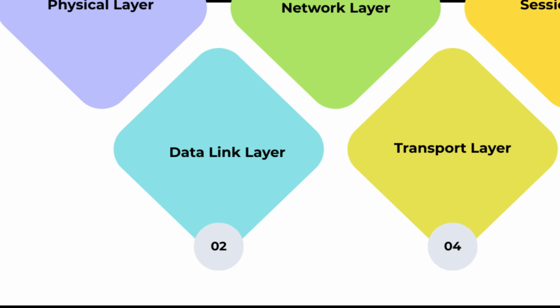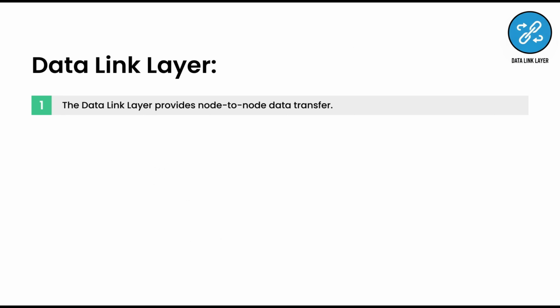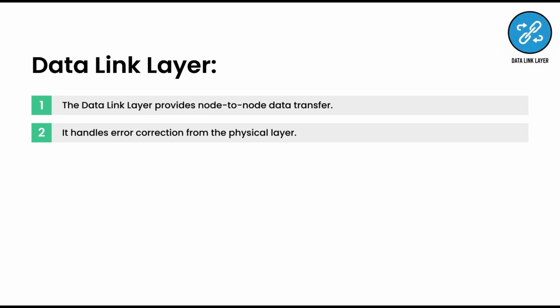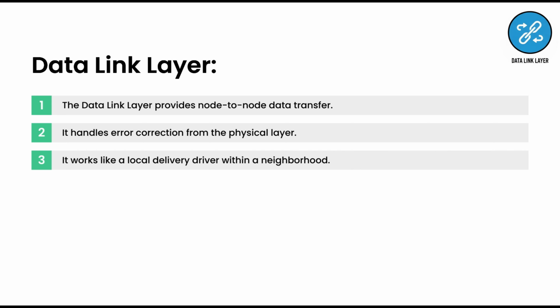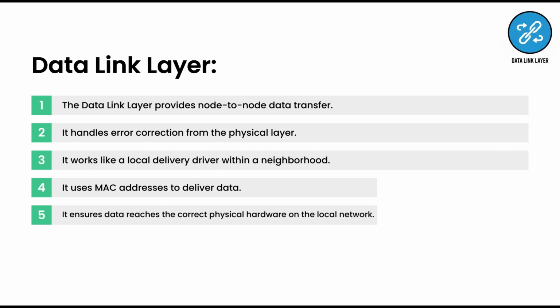Data link layer. Data link layer provides node-to-node data transfer and handles error correction from the physical layer. Think of it as a local delivery driver moving packages within a single neighborhood. It uses MAC addresses to ensure data reaches the correct physical hardware on your local network.